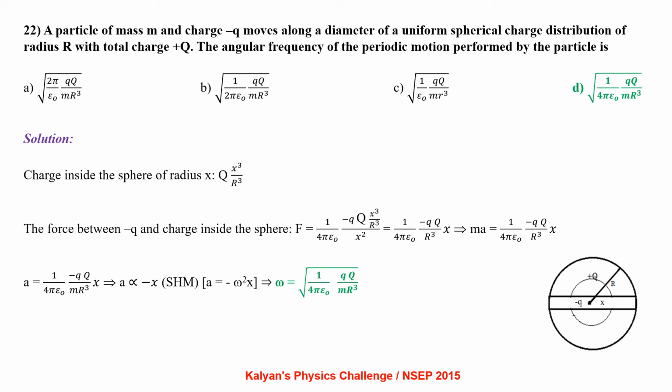a equal to 1 by 4 pi epsilon naught minus qQ by mR cubed into x. So from where we have acceleration proportional to negative displacement, which is the condition for simple harmonic motion. By comparing the equation with the standard equation of simple harmonic motion, that is a equal to minus omega squared x, we have omega equal to root of 1 by 4 pi epsilon naught qQ by mR cubed.